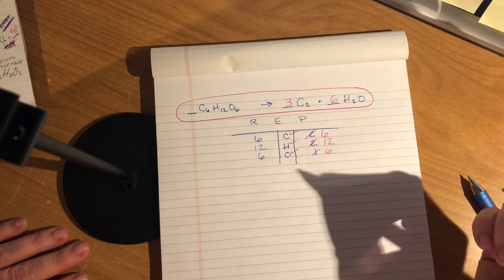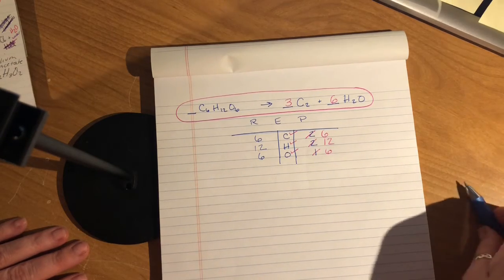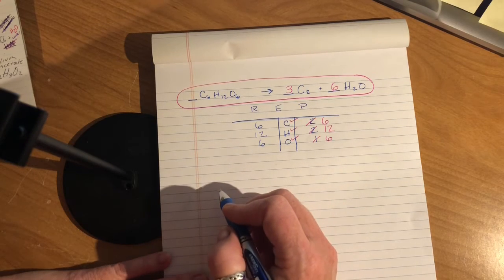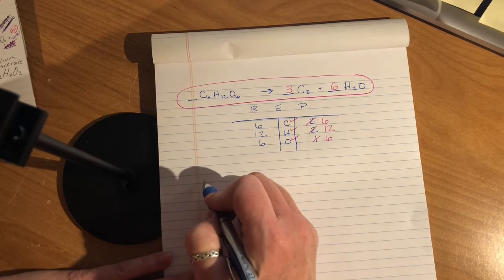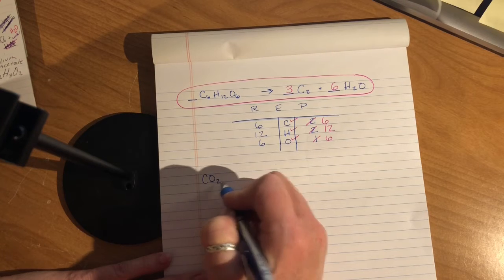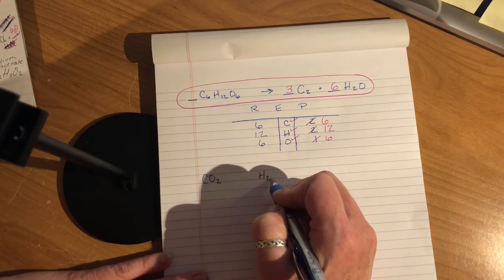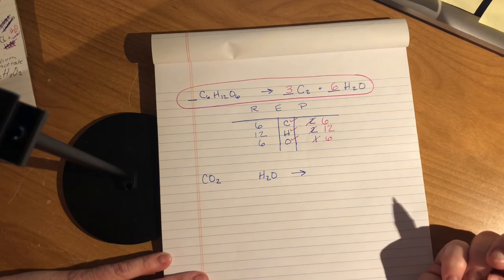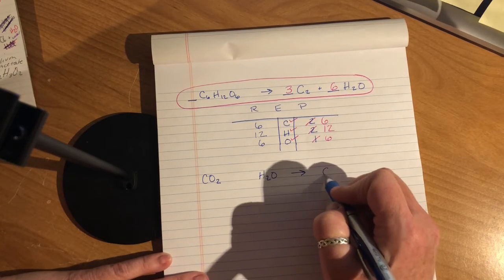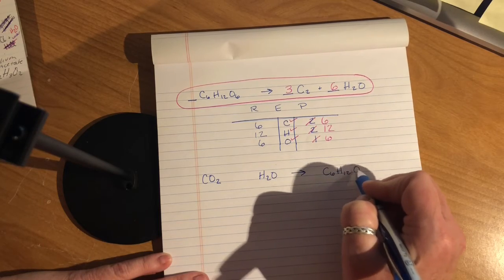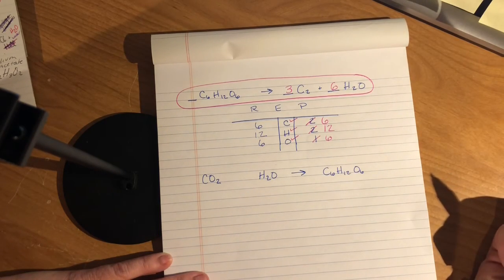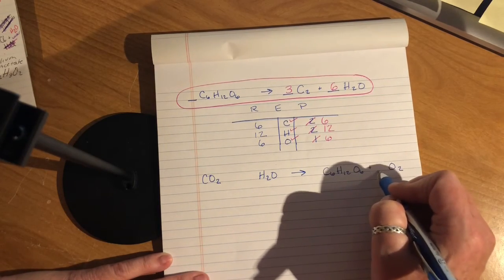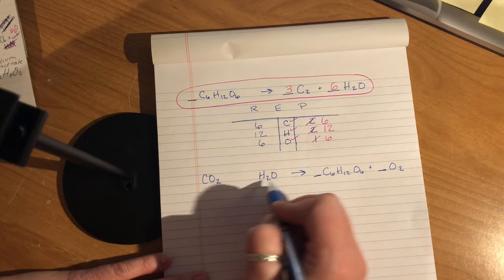Remember when we did photosynthesis in 7th grade? That's right. That equation, if anybody remembers, was carbon dioxide and water in the presence of sunlight yields sugar and oxygen. We want to put a little dash in front of each of our molecules.